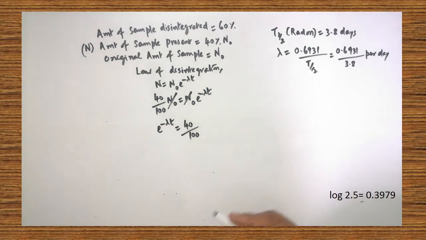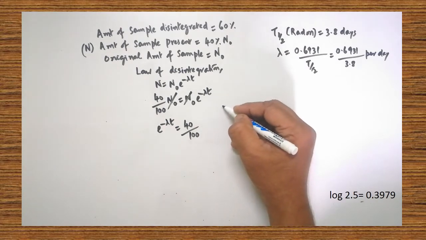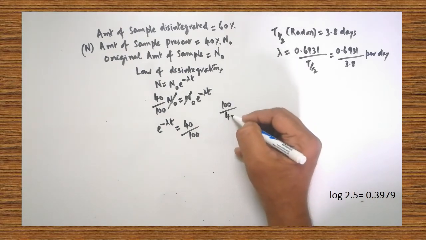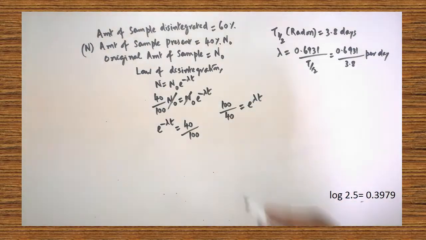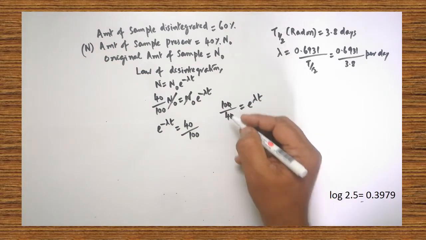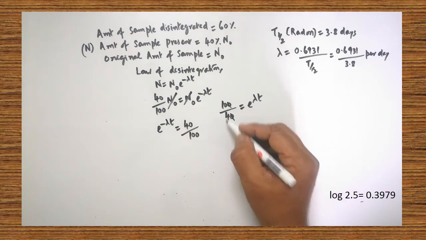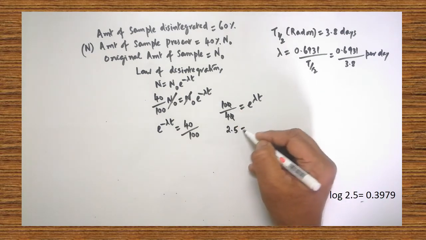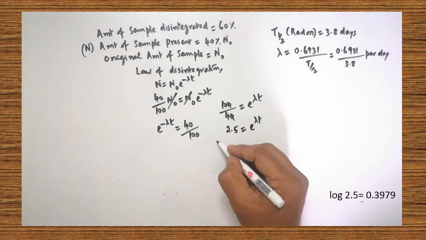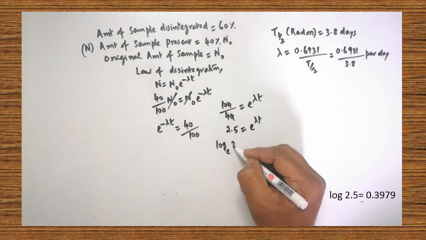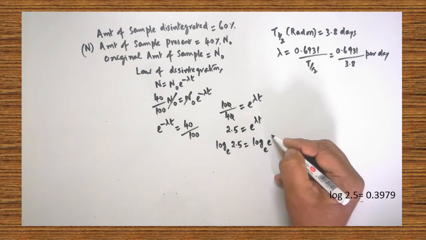So this is the formula. Now this factor is to be reciprocated. So 100 divided by 40 is equal to e power of plus lambda t. The zeros can be cancelled, so the factor becomes 10 by 4, which is equivalent to 2.5. So 2.5 is equal to e power of lambda t. On either side you take log. Log to the base e of 2.5 is equal to log to the base e of e power of lambda t.